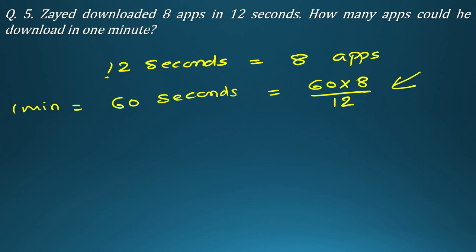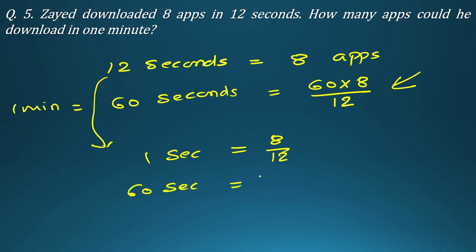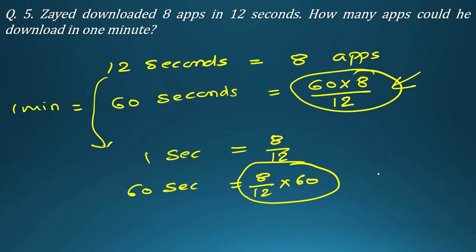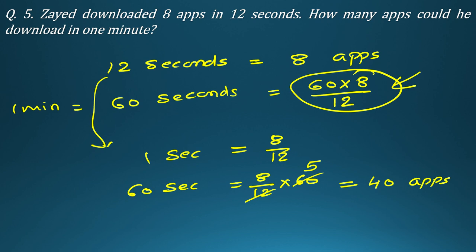Okay, see, I'm doing it here: for 1 second, just divide, no second thought here, divided by 12. So 8 divided by 12, in 1 second he will download 8 by 12 app. So in 60 seconds he will download 8 by 12 multiplied by 60. You see, this expression and this expression are both the same, so you will get the same answer. Now 60 divided by 12 is equal to 5. So 5 times 8 will be 40. So 40 apps he can download in 1 minute.